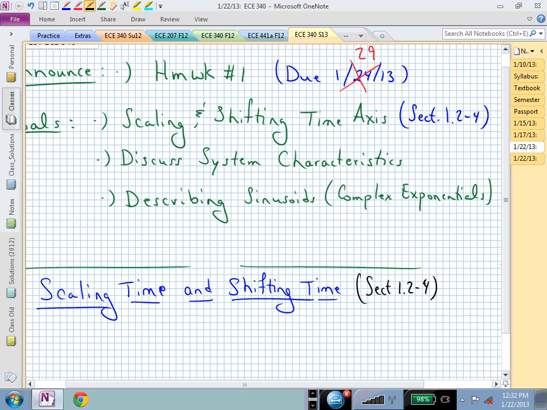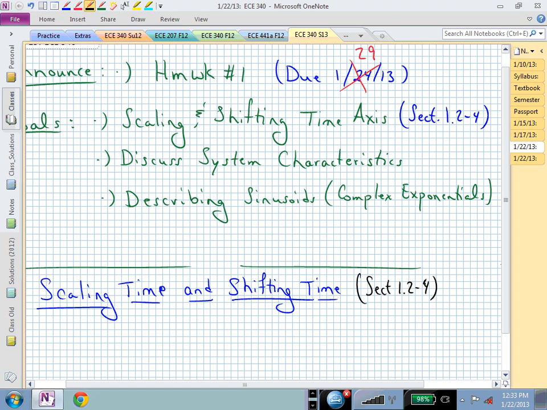So now we're fine-tuning where our derivative is pointing us in the right direction, hopefully. And that's what we want to look at, actually, is how do we describe different systems and their characteristics. We'll do that after we talk about scaling and shifting the time axis, and combining those two into account at the same time is discussed briefly in section 1.2-4 of the textbook. And if we get that far, we'll talk about describing sinusoids via complex exponentials or Euler's formula.